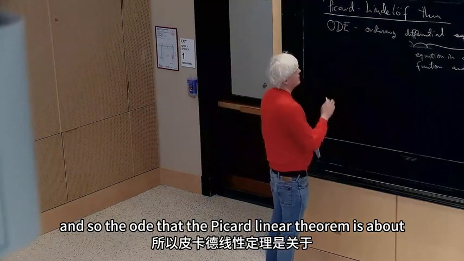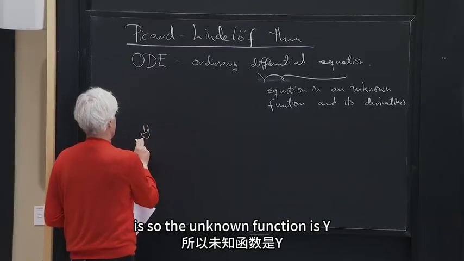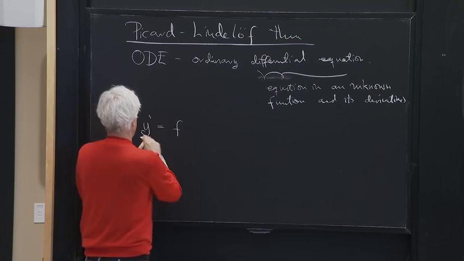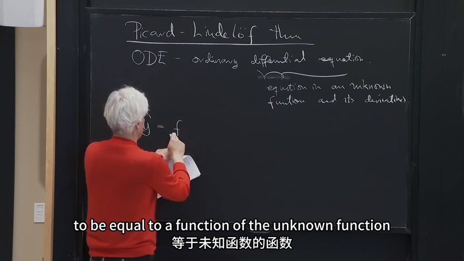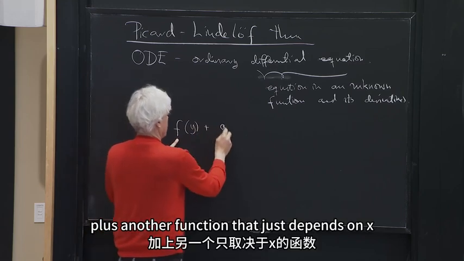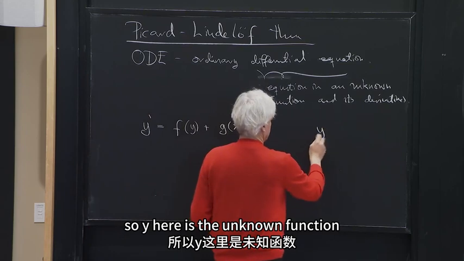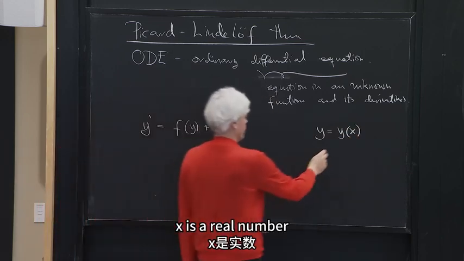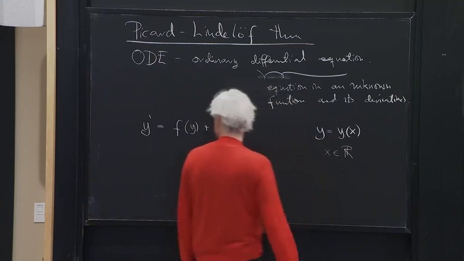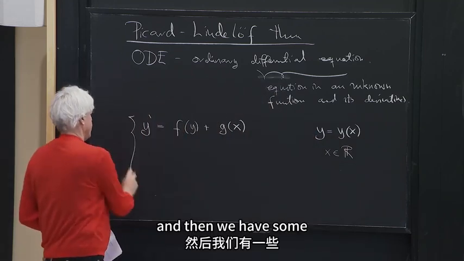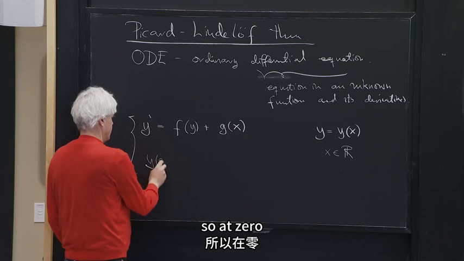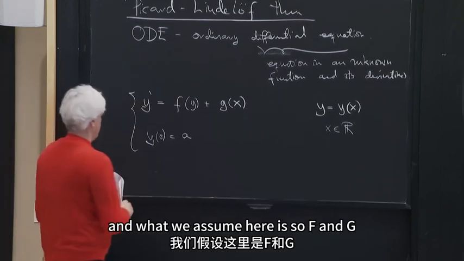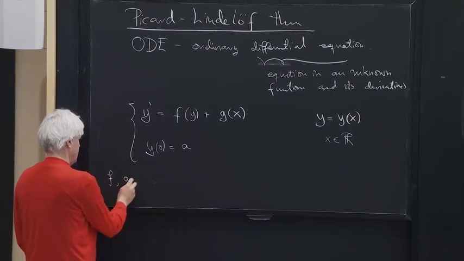And so the ODE that the Picard-Lindelöf theorem is about is, the unknown function is y, and the ODE is this: we want the derivative of this unknown function to be equal to a function of the unknown function plus another function that just depends on x. So y here is the unknown function, and y is a function of x. x is a real number. So this is the differential equation, and then we have some initial condition. At 0, we want it to take a value a.